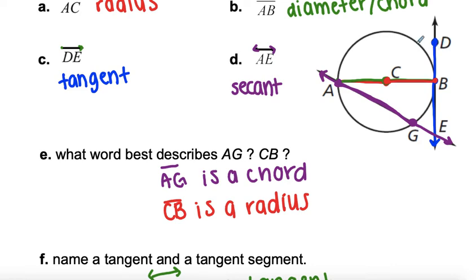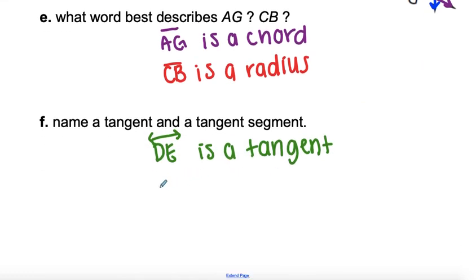And so you can use a couple of different letters. I'm going to go ahead and use DB. So ask for a tangent segment. I want endpoints on there, not continue on both ends, but still intersecting the circle at one point. So for that, I can say DB is a tangent segment.